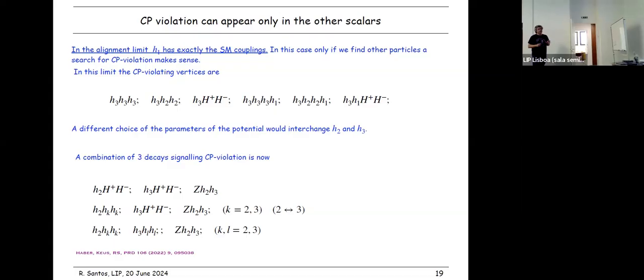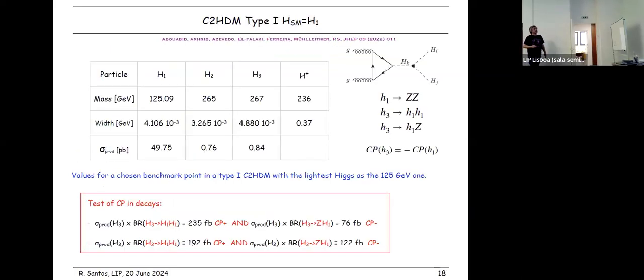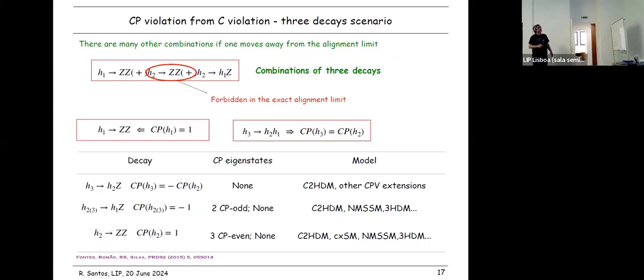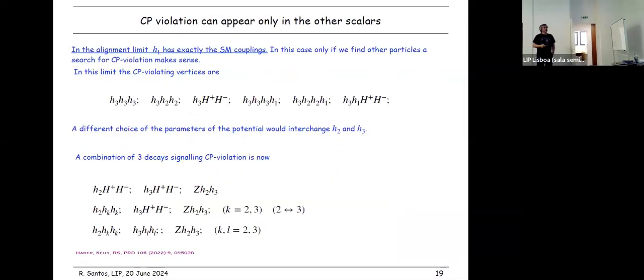at the end of the high luminosity stage, we could be so close to the alignment limit that everything else would be zero. For instance, this H2 to ZZ is forbidden in the exact alignment limit. So this means that the more H1 is standard model like, the more this coupling is zero. And so it's getting more and more difficult to see. So that's why, because we found a set of vertices that are also allowed in the non-alignment limit, we decided, okay, let's see what we can do.